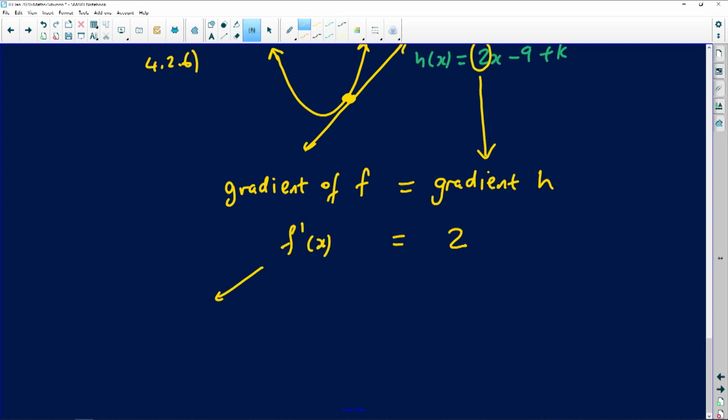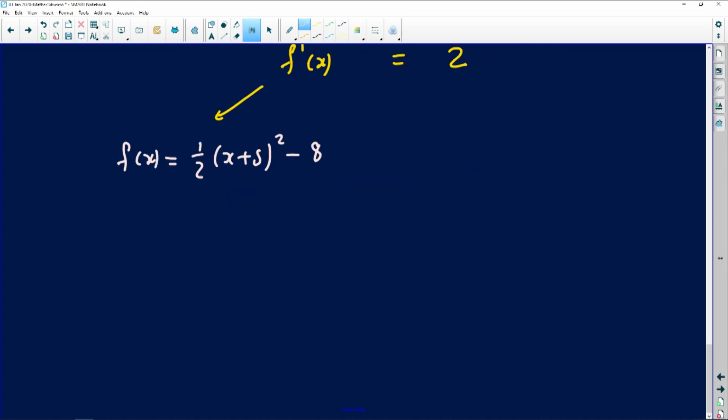Okay, let's write it in white. So f of x was given to us as half of (x + 5) squared, I think it was minus 8. This is what the graph of f is. So we need to find the derivative of that.